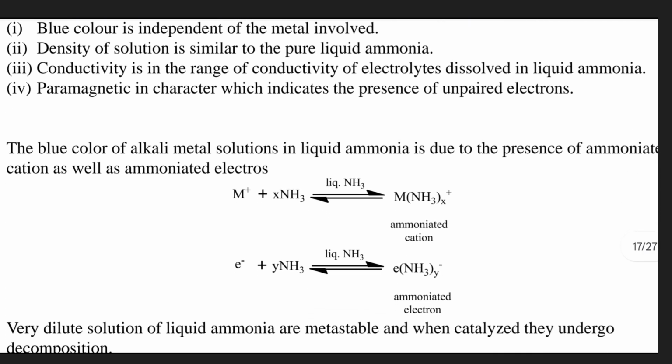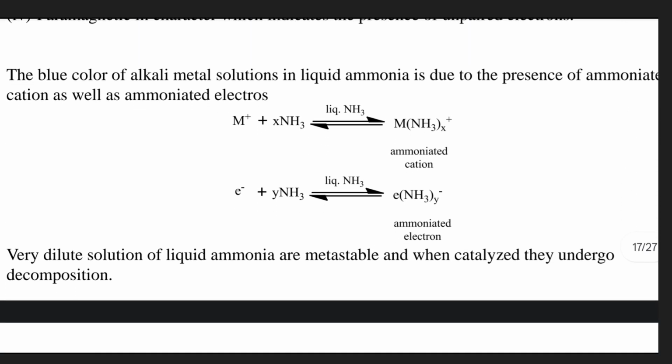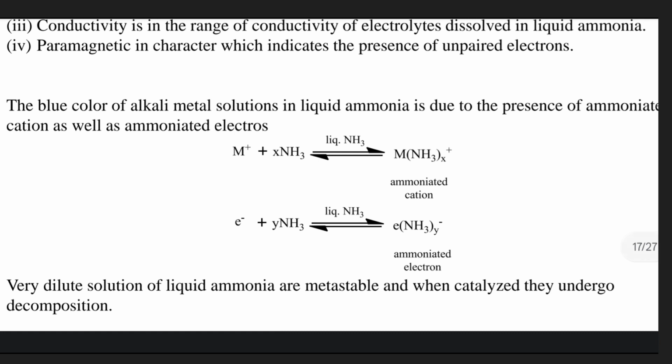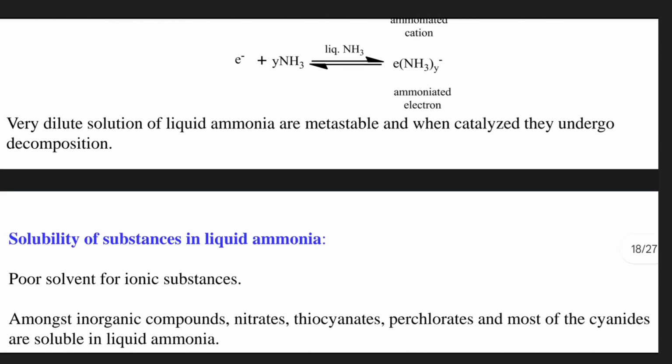The blue color of alkali metal solutions in liquid ammonia is due to the presence of ammoniated cations as well as ammoniated electrons. Very dilute solutions of metals in liquid ammonia are stable, and when catalyzed they undergo decomposition.